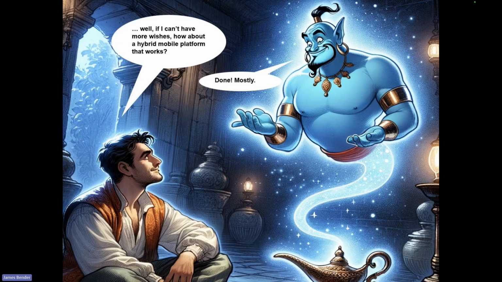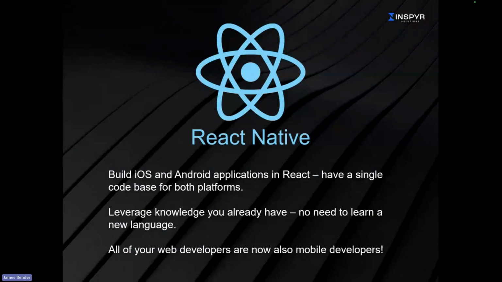And so in 2015, Meta, Facebook, who controls React, released React Native. And basically the value proposition behind React Native was you can build iOS and Android applications in React. This was huge because React is inarguably the most popular JavaScript application framework today. Angular, Vue, they're distant second and third. React is the one. So there's plenty of React developers out there. There's plenty of React resources.